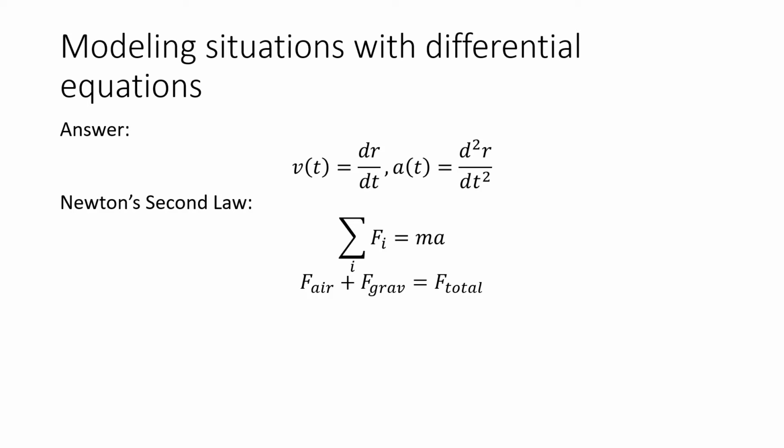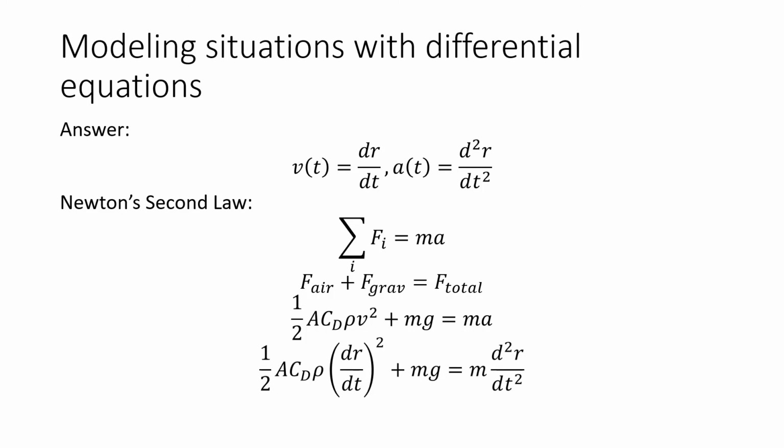So the force from air resistance and the force from gravity is equal to the total force, right? According to Newton's second law. All right, we can just plug in our equations that we had from before. Okay, so 1/2 A times C sub D times rho times velocity squared plus m times g is equal to mass times acceleration, since the total force by Newton's second law is mass times acceleration. And now, since we have our definitions from above, velocity is equal to the first derivative of position with respect to time, and acceleration is the second derivative of position with respect to time, we can just plug that in, and bam, there we go. We have our differential equation in terms of position.